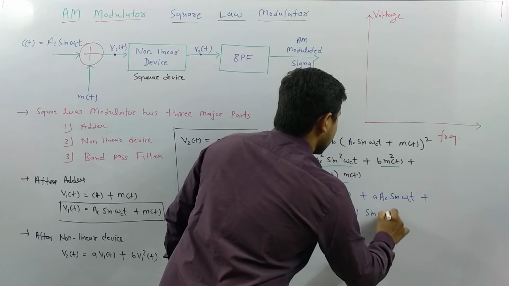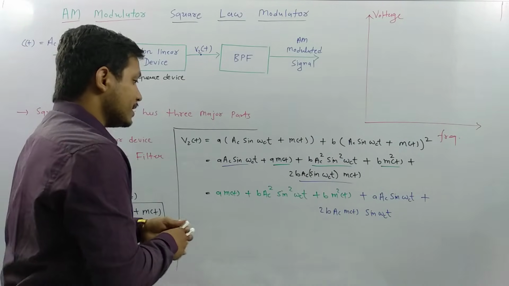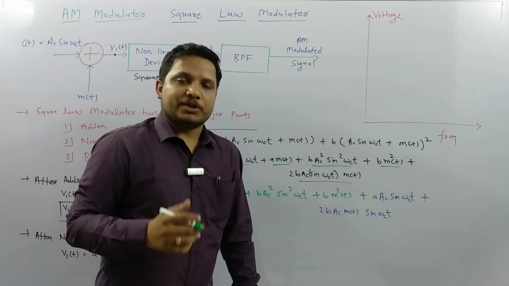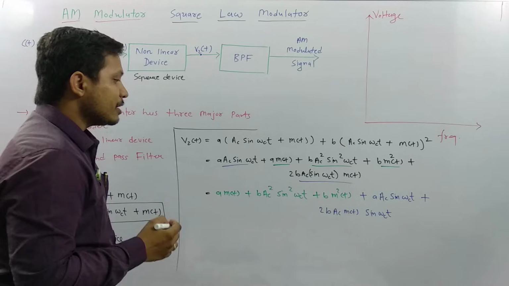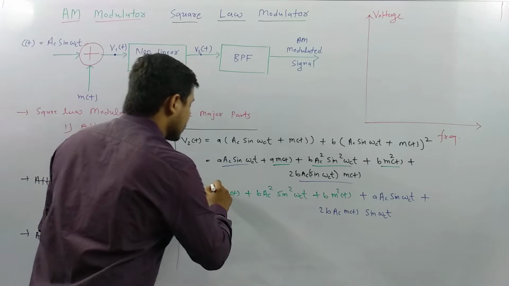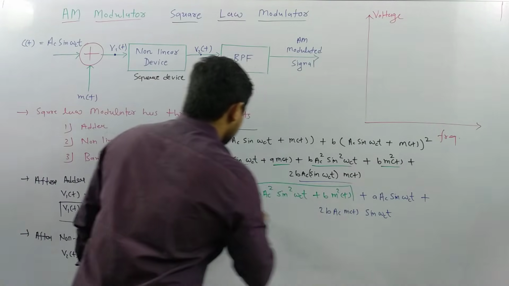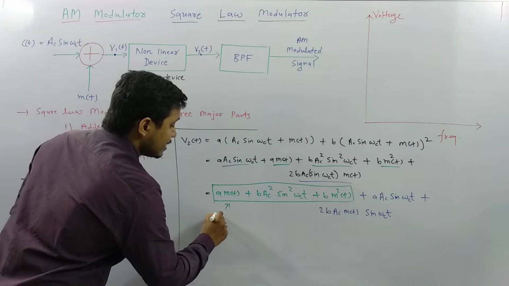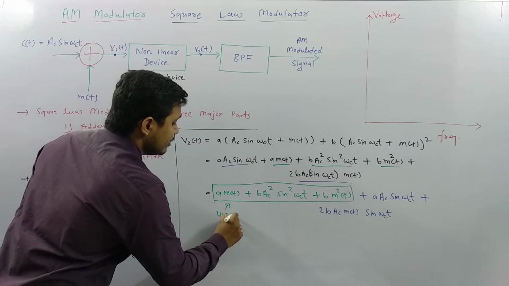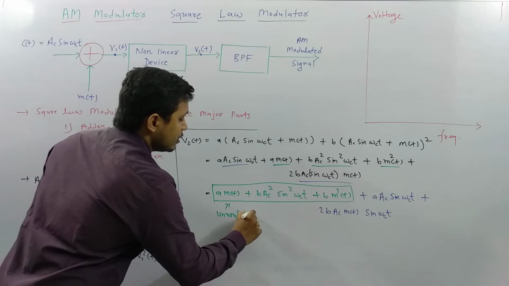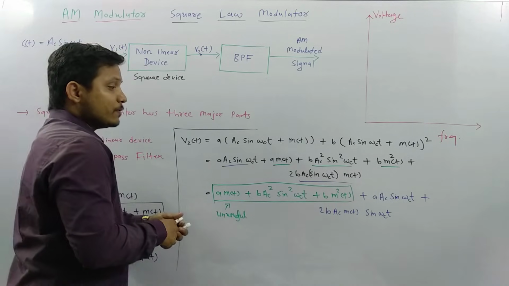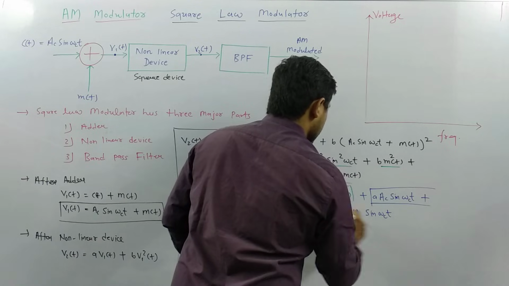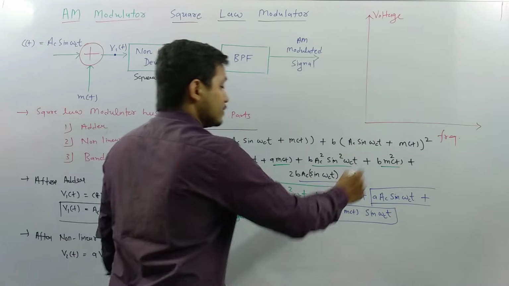Now you see, we have already derived the amplitude modulation equation, right? In that amplitude modulation equation, these components are not there. So these are unuseful components. And if you see these components, these are useful components.